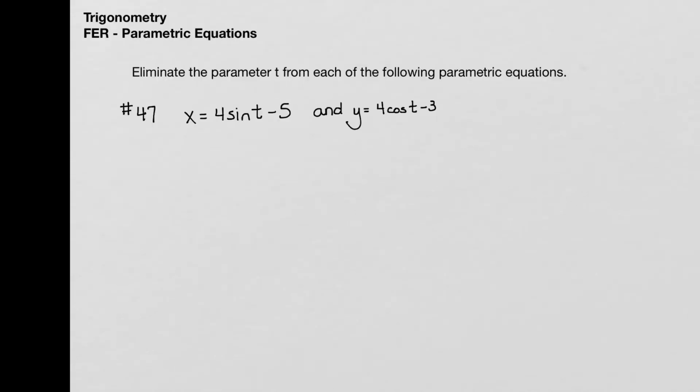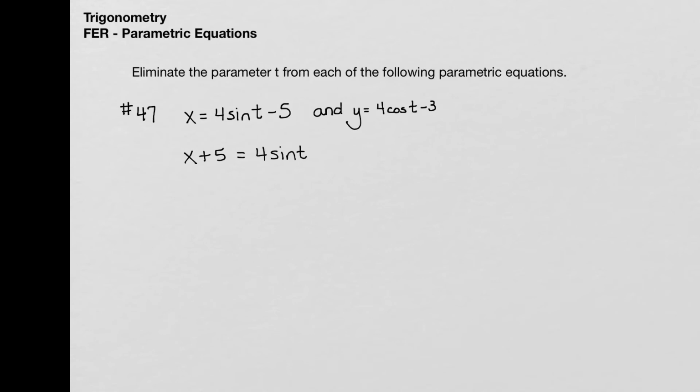Question 46 works very similarly to question 45. It's just a slightly different identity that you're using with secant and tangent instead of sine and cosine. So I'm going to skip right to 47, which is still pretty similar but slightly different. In this case, I have x equals 4 sine t minus 5 and y equals 4 cosine t minus 3. So I'll add the 5 across, and I have x plus 5 equals 4 times the sine of t.